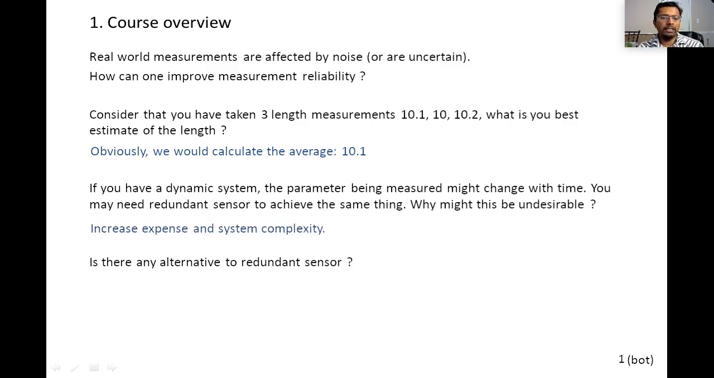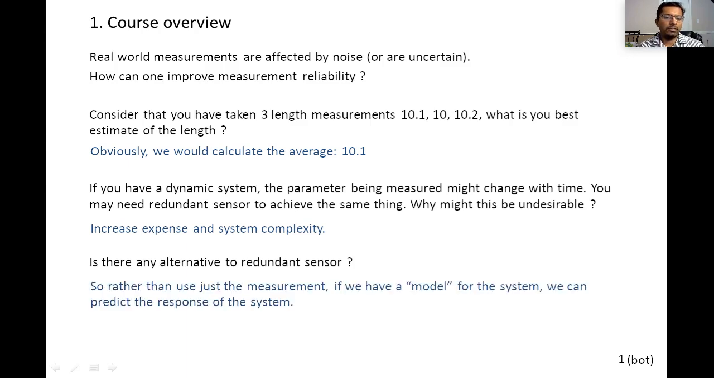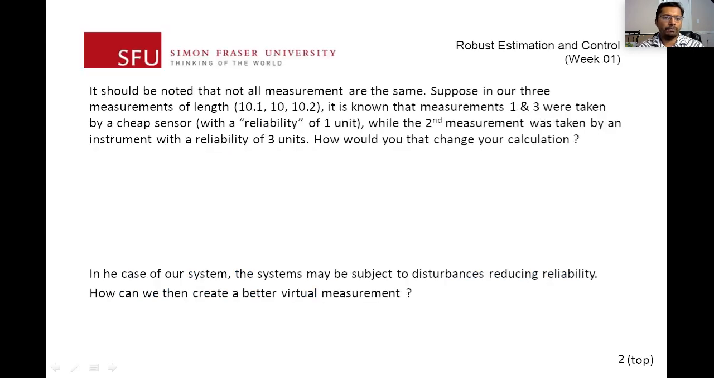So this would actually increase system complexity, and then this makes it difficult. So the question then becomes, is there any other way of doing a redundant sensor? So rather than just use a measurement, what we do is look at the model of the system, which can be used to predict the response of the system, and then that acts as a redundant sensor, which we can then do some intelligent combinations, and essentially use that as a redundant sensor and get around this problem. So now this prediction can serve as the virtual sensor.